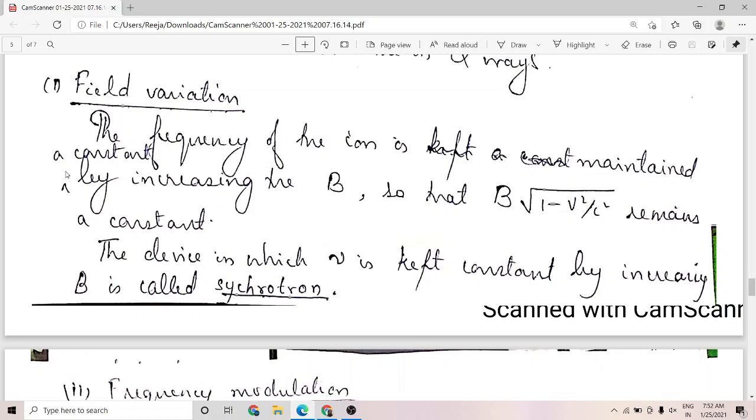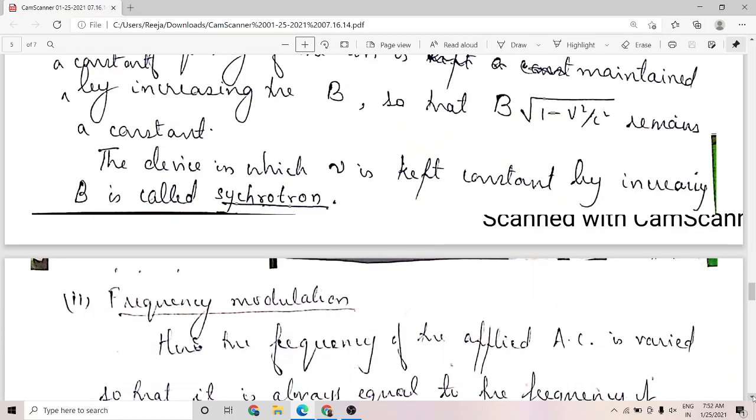So that B into root of 1 minus v square by c square remains a constant, and the device in which frequency is kept a constant by increasing the magnetic field is called a synchrotron. It is called, there is an n here, sorry, synchrotron. It is called a synchrotron.